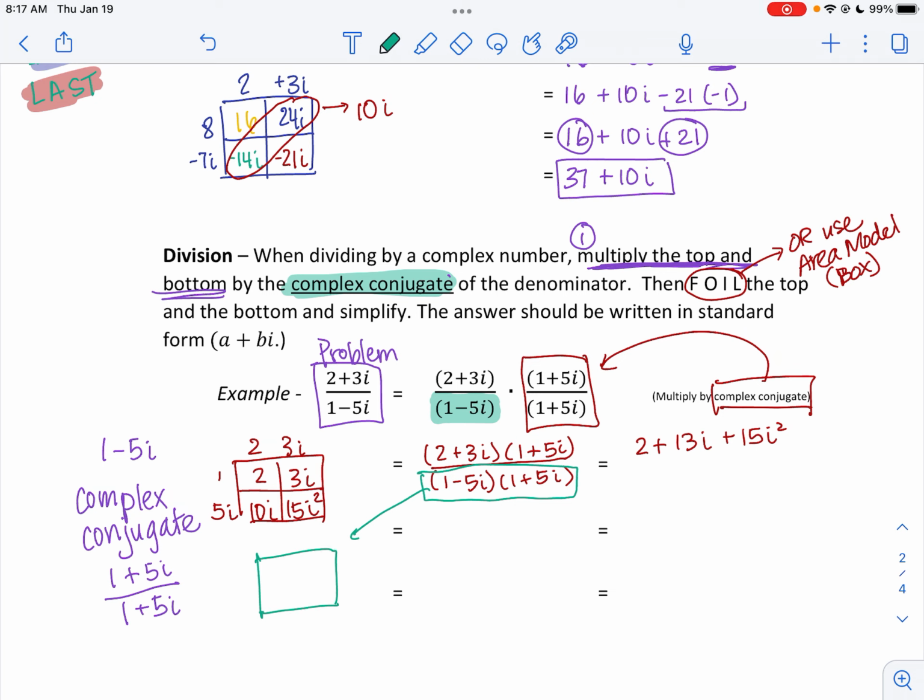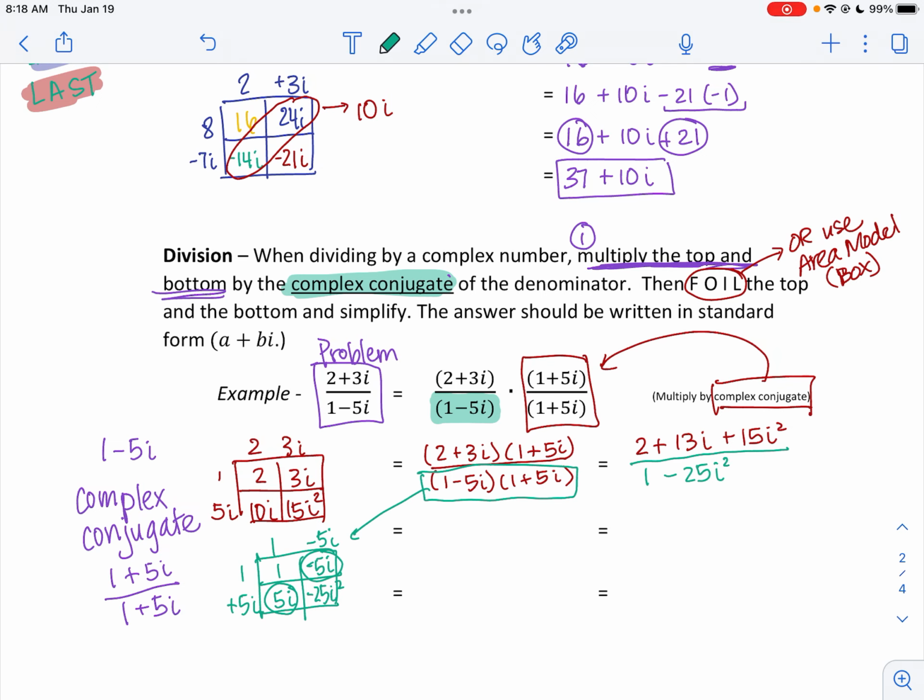So another box, and I have 1 minus 5i and 1 plus 5i. So 1 times 1 is 1. 1 times negative 5i is negative 5i. And 1 times positive 5i is still positive 5i. And 5 times 5 is 25, negative 25i squared. So I'm going to go ahead and write that: 1, and then 5i plus negative 5i gives me no more i. They actually cancel each other. Remember, we can't write 0i, so we're just not going to write it. So we're going to put minus 25i squared.